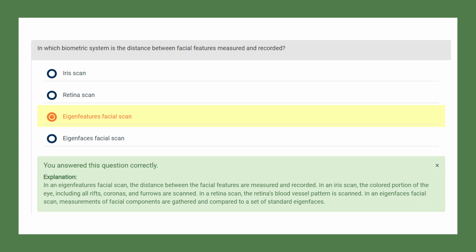In an iris scan, the colored portion of the eye, including all rifts, coronas, and furrows, are scanned. In a retina scan, the retina's blood vessel pattern is scanned. In an eigenfaces facial scan, measurements of facial components are gathered and compared to a set of standard eigenfaces.